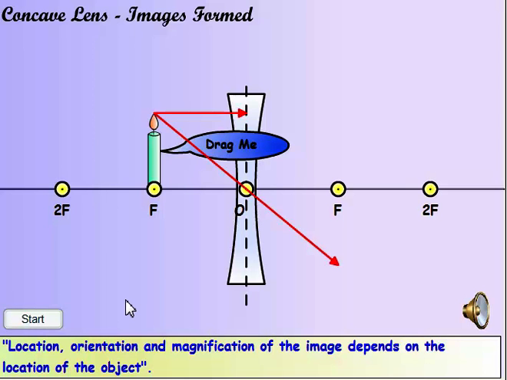Drag the candle along the principal axis and place it at different positions to take a look at where the image forms. The concave lens produces virtual upright images which are diminished, no matter where the candle is placed.